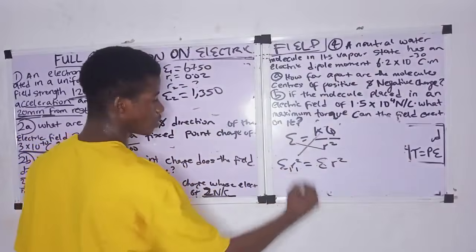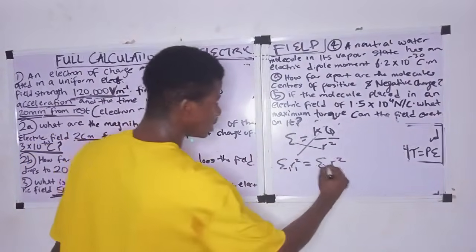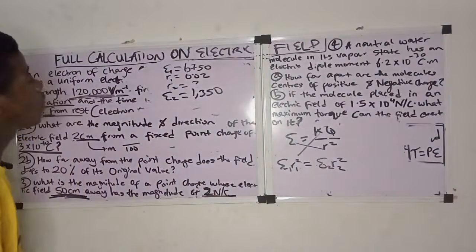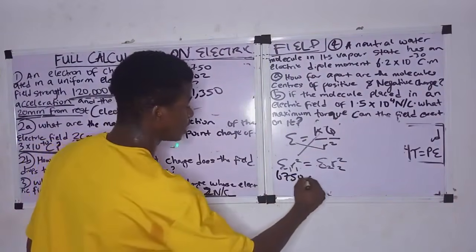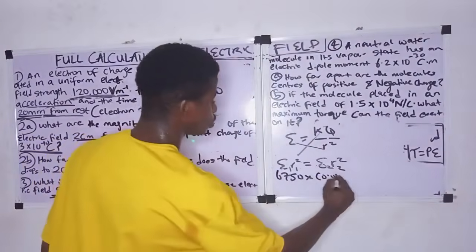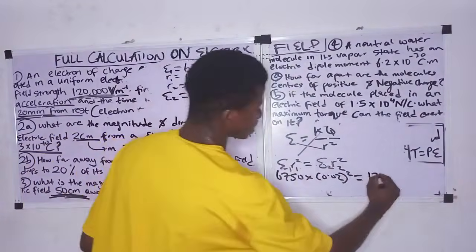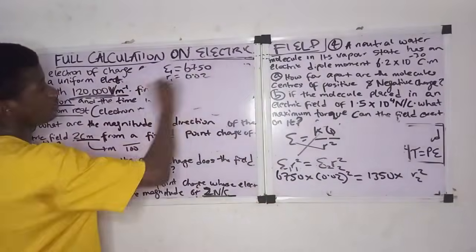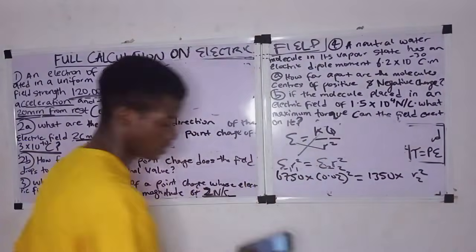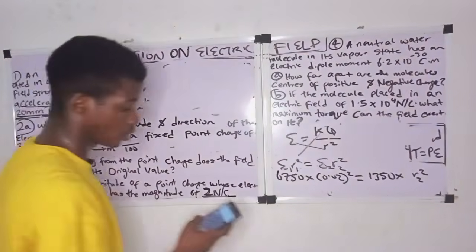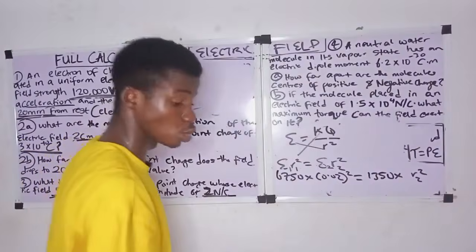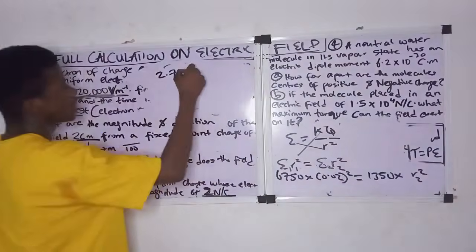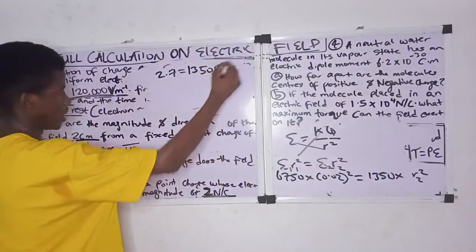So we can call this E1 r1 squared, then E2 r2 squared. We are looking for r2. Our E1 is 6,750, times our r1, 0.02, squared, is equal to E2, which is 1,350, times r2, that's what we are looking for. Let's multiply them. 6,750 times the square of 0.02 gives us 2.7, so 2.7 is equal to 1,350 r2 squared.